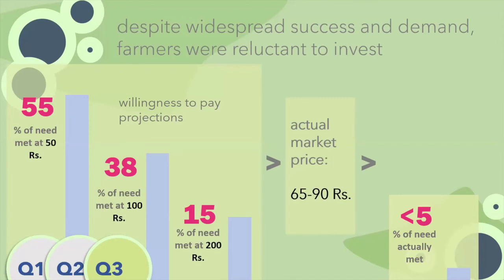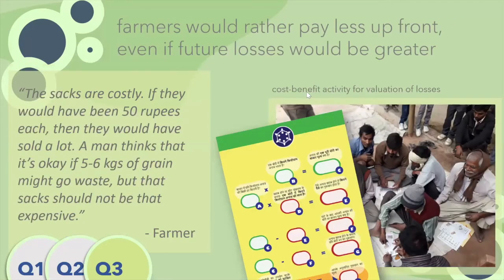outcome, but an investment decision-making process is complex. And so to get to the bottom of this, we developed a cost-benefit activity to deploy in our farmer research network groups, where we enabled them to estimate the monetary value of expected losses, so that paying upfront for something protective could save them money later on. And while people really understood that concept, they still would rather pay less upfront, even if future losses would be greater. One farmer said, the sacks are costly.